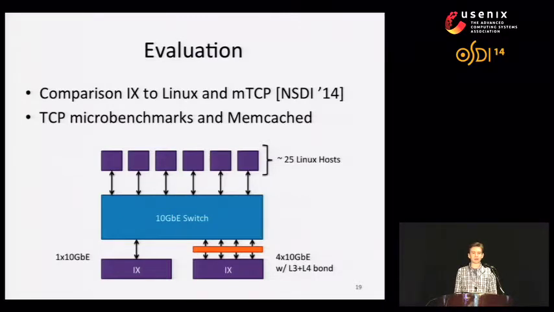I've got a picture right here of our experimental setup. We've got around 25 Linux hosts that we use as load generators. They're all connected together on the same 10 gigabit Ethernet switch. And we have two configurations that we're going to evaluate. One is just a single 10 gigabit Ethernet link, and the other is 4 10 gigabit Ethernet links bonded together, so we have a logical 40 gigabit Ethernet interface. Also, for all these experiments, we're going to use a single CPU socket with 8 CPU cores.